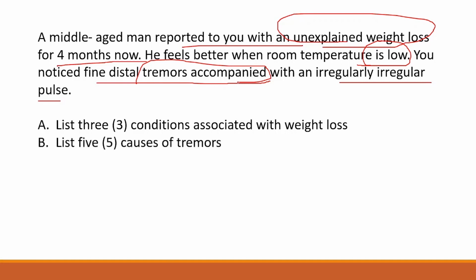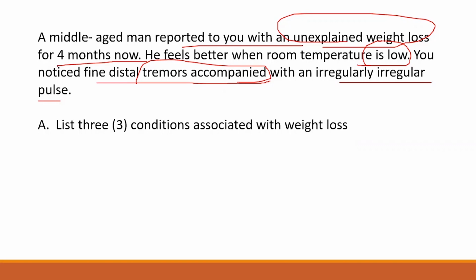All right, 5 causes of tremors. Guys, sorry, before that, let me add GIT diseases. Let's go back and talk about GIT diseases that can also lead to weight loss. Celiac disease can lead to weight loss. Crohn's disease can lead to weight loss. Peptic ulcer can also lead to weight loss, or ulcerative colitis.